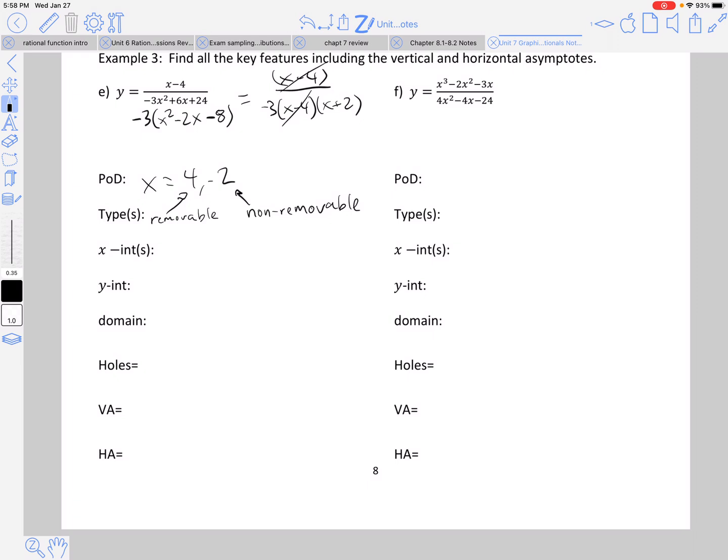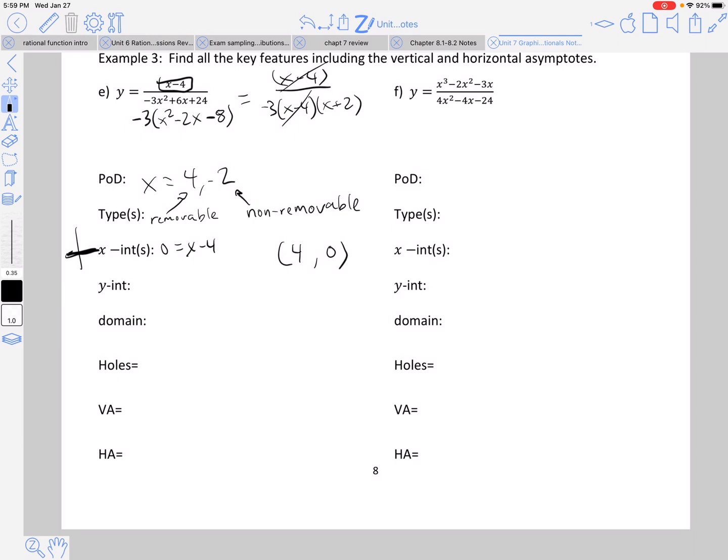Okay, x-intercepts. If you remember, the denominator x's are what found the points of discontinuity, so it is the numerator x's that help us find the x-intercepts. And x-intercepts always hit the x-axis, which means our y value is 0 there. All right, so then we're just going to solve for x, and we're going to get 4.